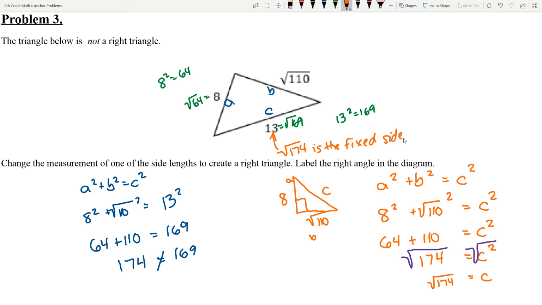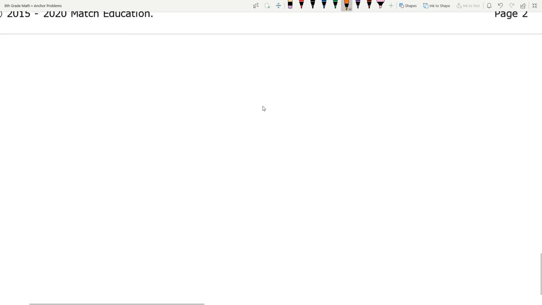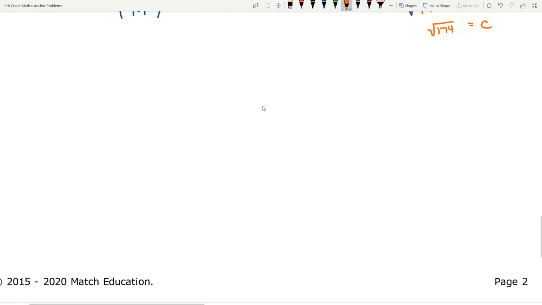And since that's our hypotenuse, then our right angle is going to be here in between A and B, in between our two legs, staring down the hypotenuse. Now that's all the examples that they give us here. But I want to go over just a little bit more with you, just to make sure you know how to solve these kind of questions.